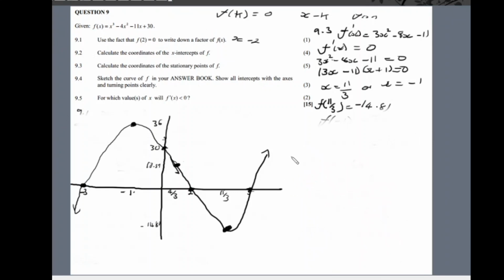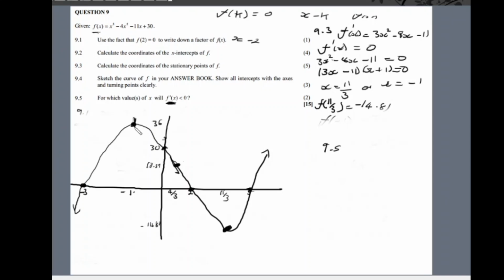So 9.5, but for which values of x is f prime x less than 0? Remember, this is the gradient of f of x, right? So if you look at the shape or at the graph of the function f, where does this function have a negative gradient? You'll notice that the gradient is negative where this function is decreasing. So that portion where the function is decreasing will correspond to f prime x less than 0, right?